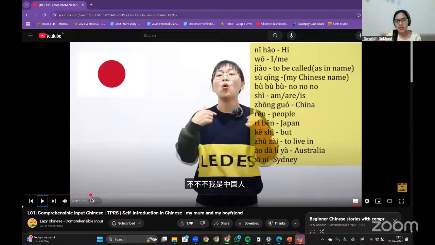Just one disclaimer, because it's a very first lesson, she is not introducing the ma structure. So the way she's asking a question is through her intonation. 我是日本人. Am I a Japanese? No. I am a Chinese. Okay, so she's not using ma. Don't get confused because she has not introduced it.